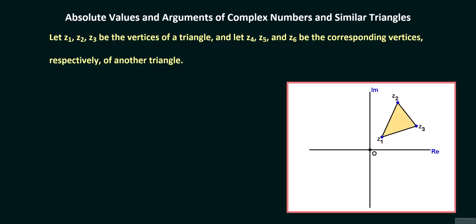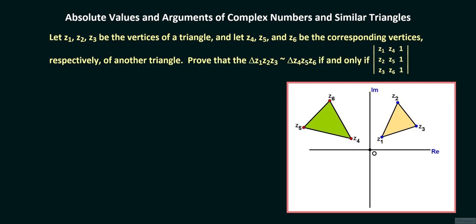Let z sub 1, z sub 2, z sub 3, and z sub 4, z sub 5, z sub 6 be two sets of corresponding vertices of two triangles. We consider the determinant where the first column is made up of the vertices of the first triangle, the second column is made up of the vertices of the second triangle, and the third column is all ones. We will prove that the two triangles are similar if and only if the determinant is equal to 0.